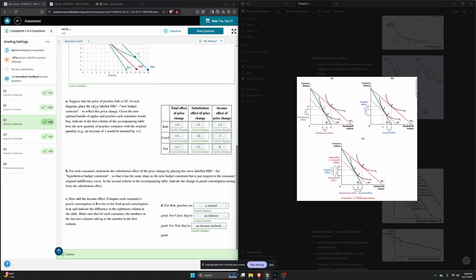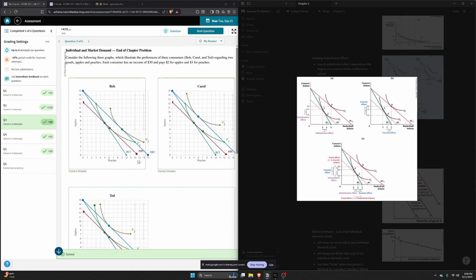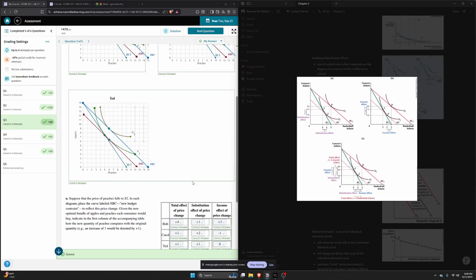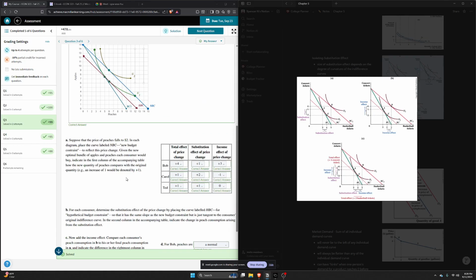And it asks you to place the new curve labeled NBC, if the price of peaches falls to $2. So now they can buy either 15 apples or 15 peaches. So you would write 15 apples and 15 peaches for this NBC, right? And you'll see that it intersects with this point here on utility curve 2. And you do that for all of them. So all of them can either buy 15 apples or 15 peaches.